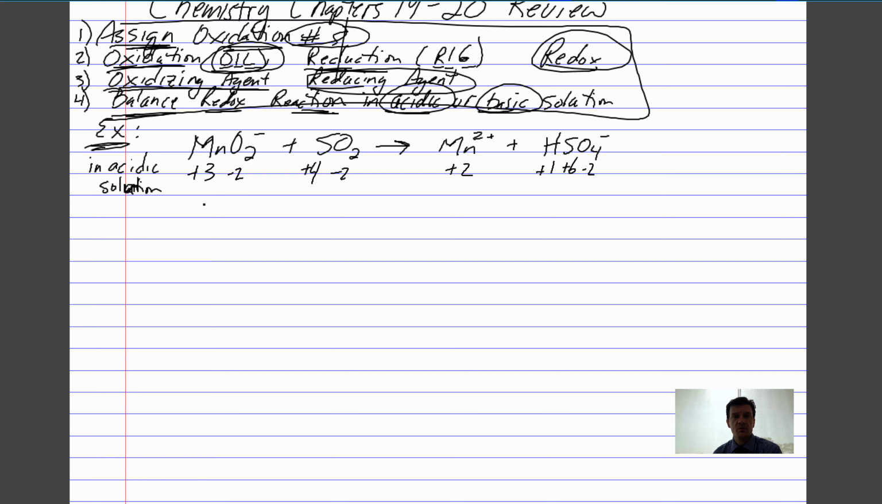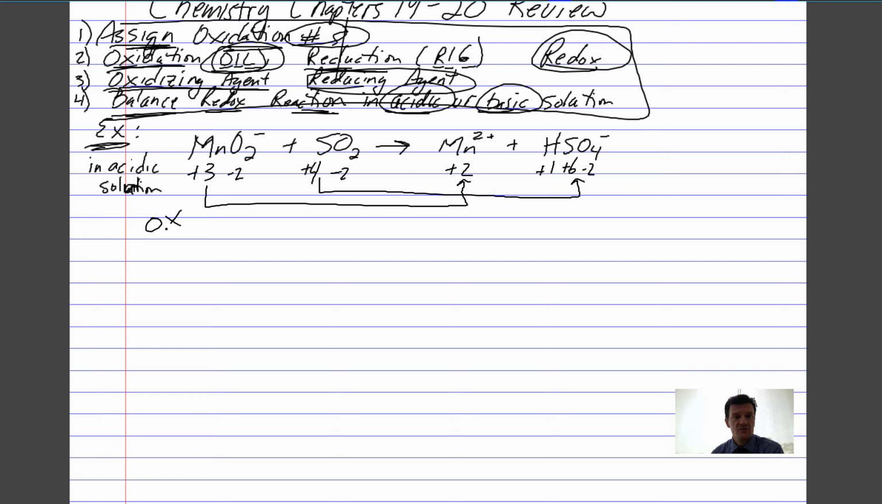Okay? All right, so we've assigned oxidation numbers. Now we want to identify oxidation and reduction. Oxidation means the oxidation number is going up because it is losing negative electrons. So it looks like the S is going from +4 up to +6. So that must mean that it is losing electrons because its oxidation number is going to be more positive. Mn is going from 3 down to 2. So it is gaining more negative electrons. As a result, its oxidation number is reduced.